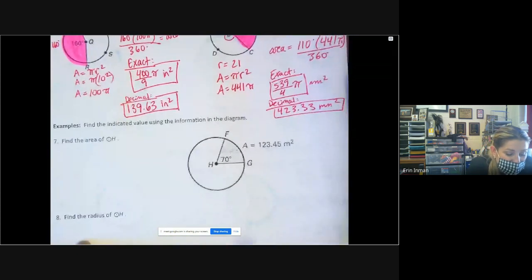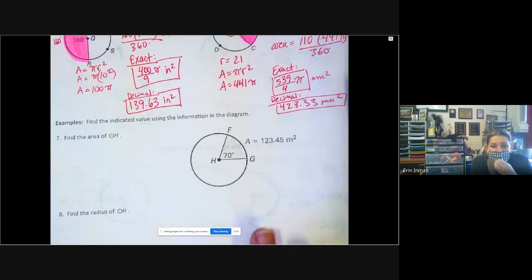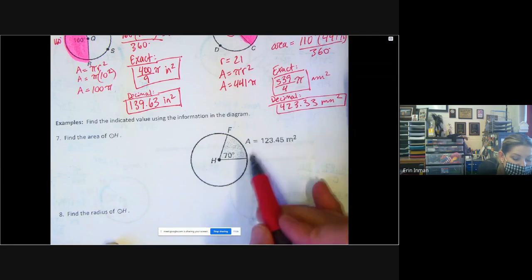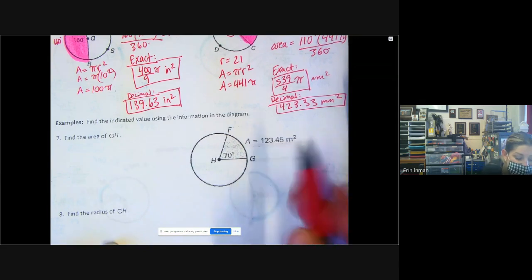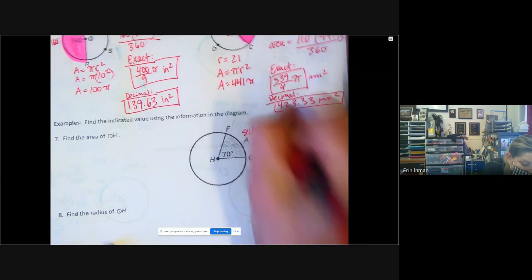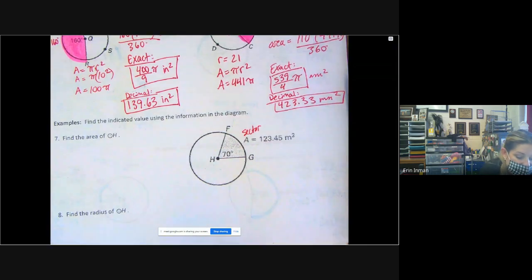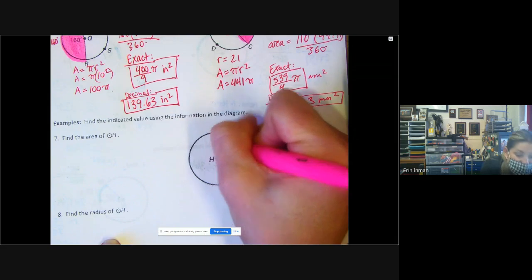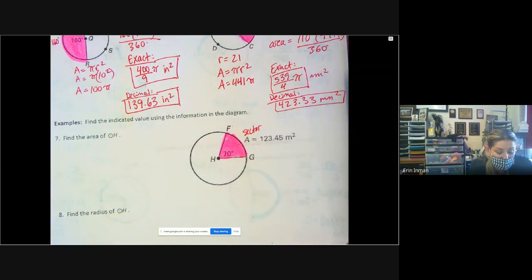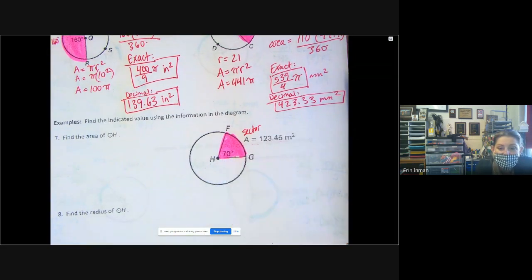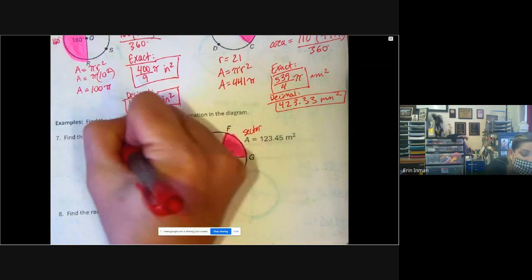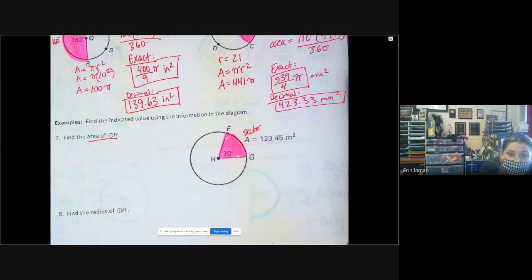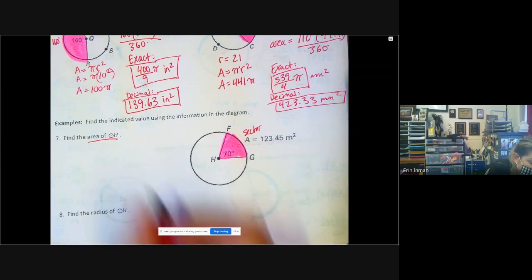In examples 7 and 8, it's slightly different. In examples 7 and 8, they've told you this is the area of the sector. So they've told you what the area is, and they've also told you what the arc measure is by giving you that central angle. And so we're going to set up this problem, but we're trying to find the total area of the circle. Okay, so let's write this up.